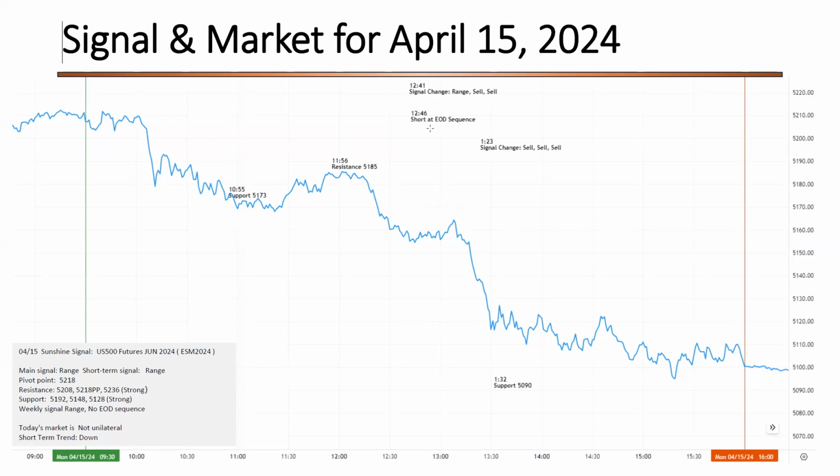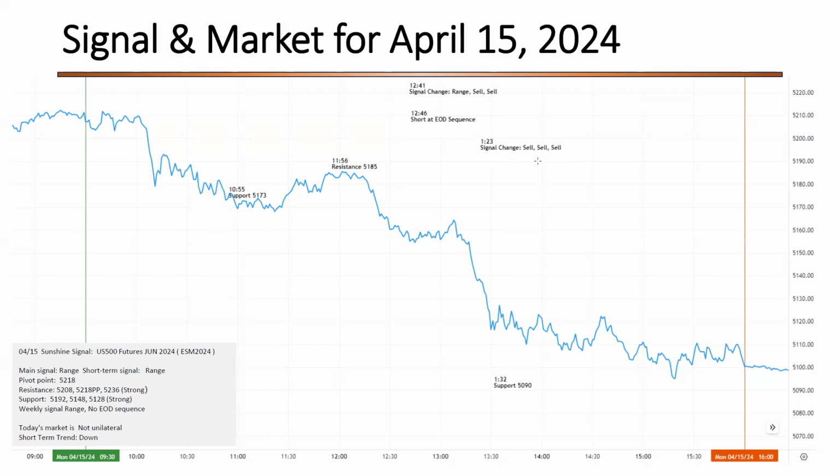And then here, an EOD sequence appears. So it's short at EOD. What does that mean? It means that based on the signal, if there is a bounce going into the end of the day, it could be a shorting possibility. And then here at 1:23, the signal downgraded again to sell.